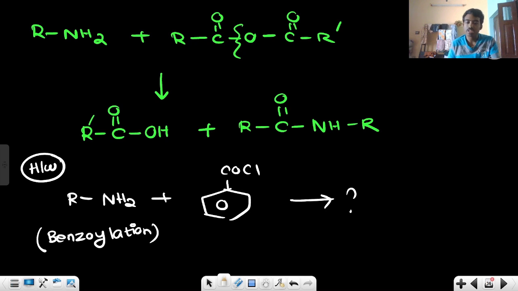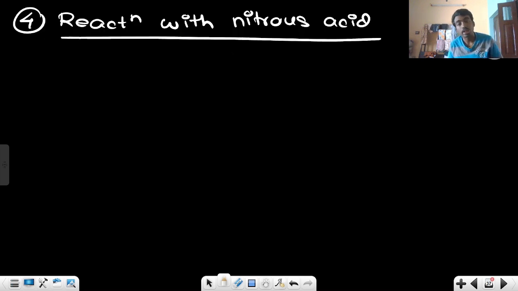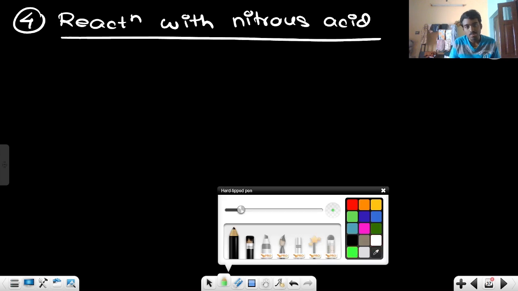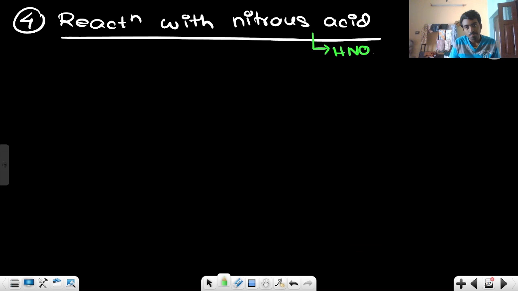Now we'll move on to the next set of reactions, that is the reaction with nitrous acid. Very, very important reaction, because this reaction will also come in adenine as well. Remember, nitrous acid is basically HNO2. So the reaction with HNO2 is special. Why? Because this forms benzene diazonium chloride if it is reacting with aniline. Actually it is forming a diazo compound. What is the diazo group? N triple bond N is the diazo group.